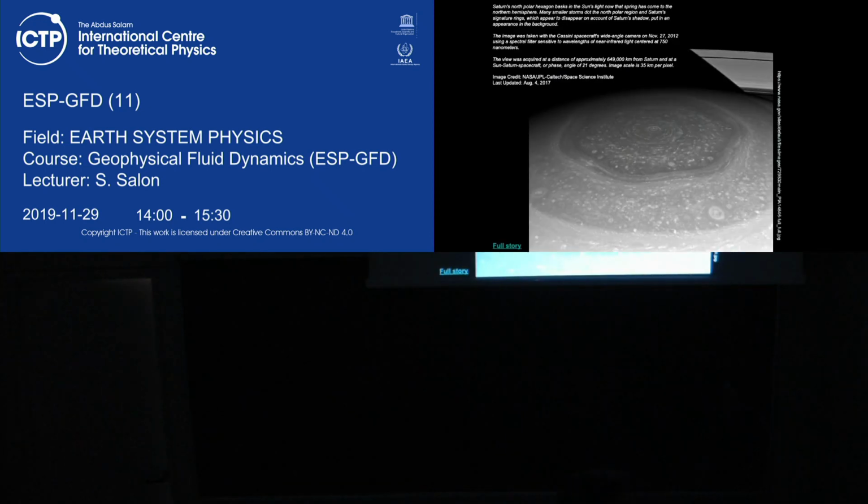And there is even another picture which shows you the North Pole of Saturn, in this case thanks again to the Cassini spacecraft in 2012. You can see this sort of hexagonal pattern which is formed on the North Pole of Saturn. There is a link here, and I will give you the PDF of the slides if you are interested. But this is very interesting in order to say that GFD is quite vast.